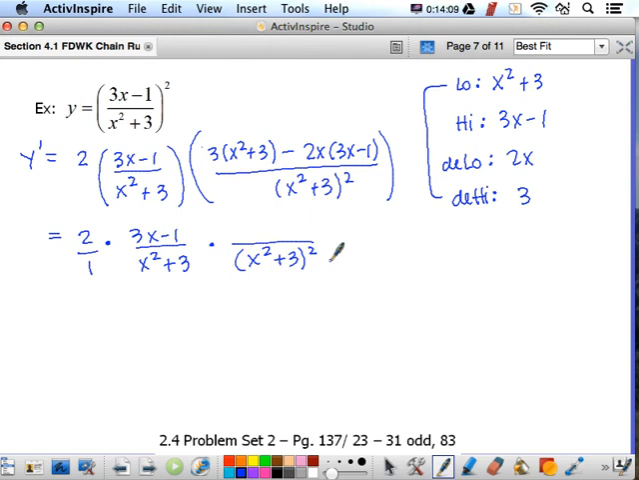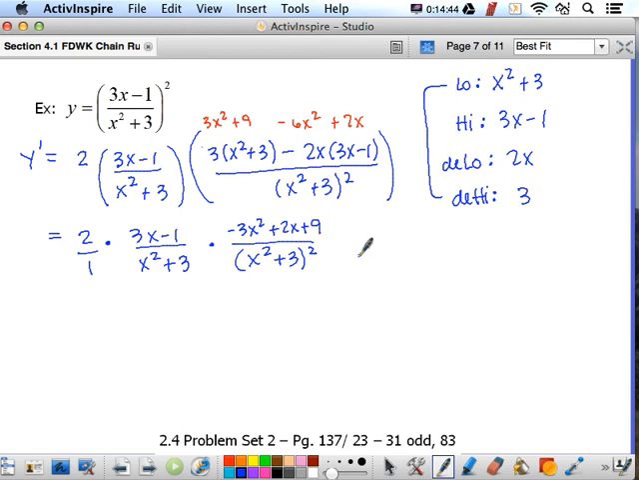So if it won't bother you, I'm just going to go up above it, and I'm going to distribute everything and see what my like terms are. This will give me 3x squared plus 9. If I distribute the minus 2x, I get minus 6x squared plus 2x. Let's pause for a second and make sure everybody's okay. So this gives us negative 3x squared plus 2x plus 9.